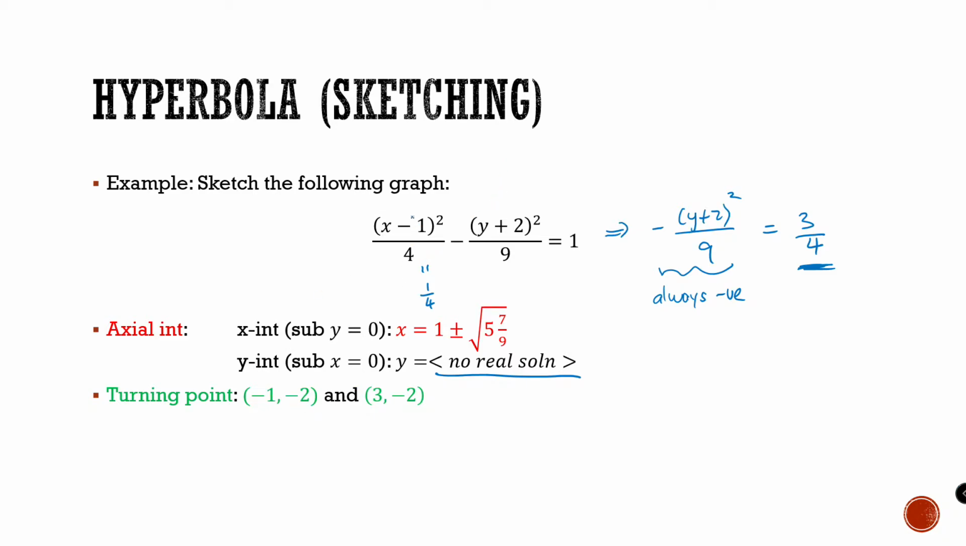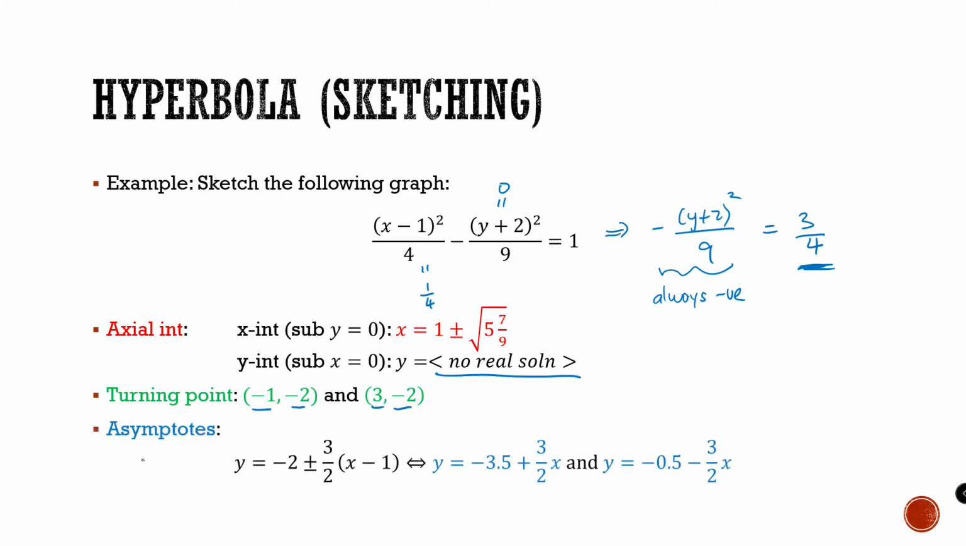For the turning point, if you recall the steps just now, to find the turning point we want to maximize the x. So we let this term be equal to 0. To make this 0, we need y to be minus 2. If you solve for the x value, you will have minus 1 and 3. So this is how you find a turning point.